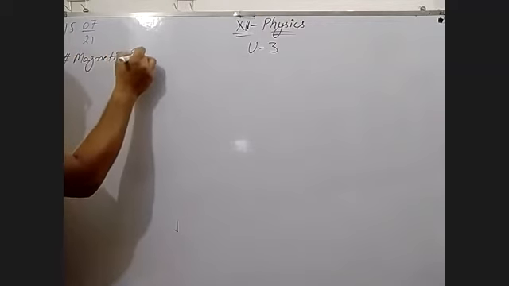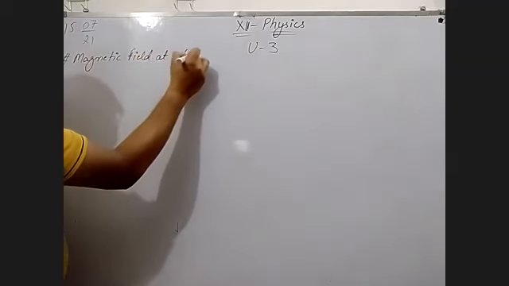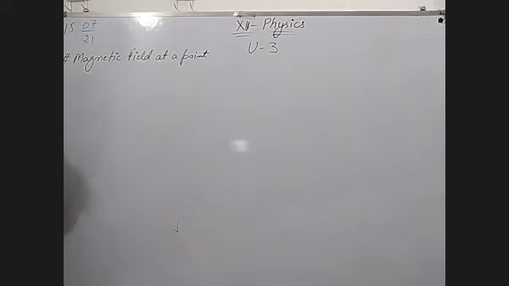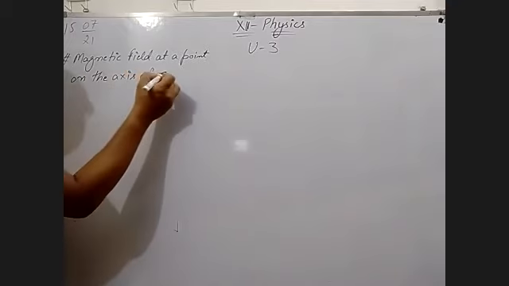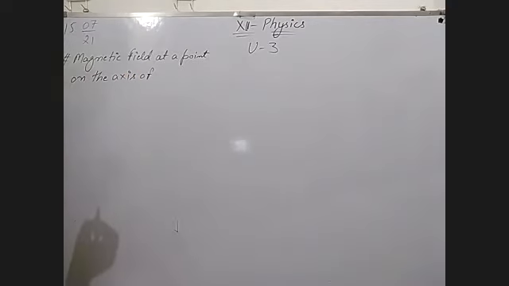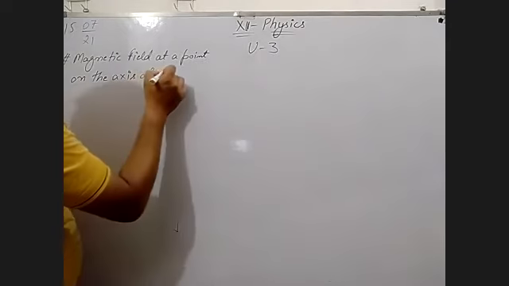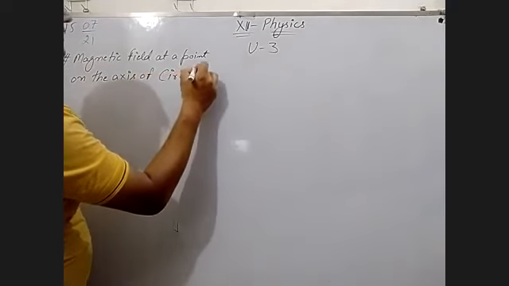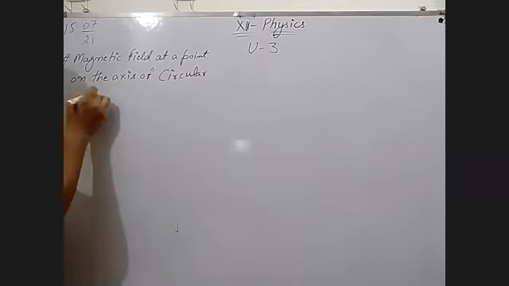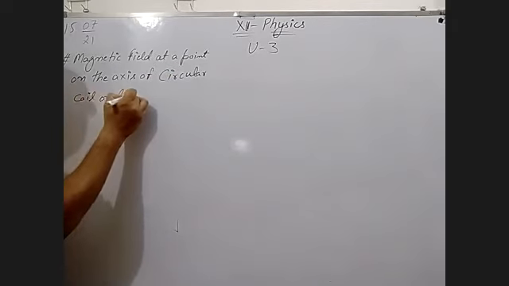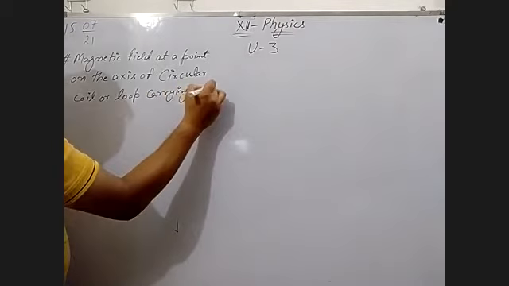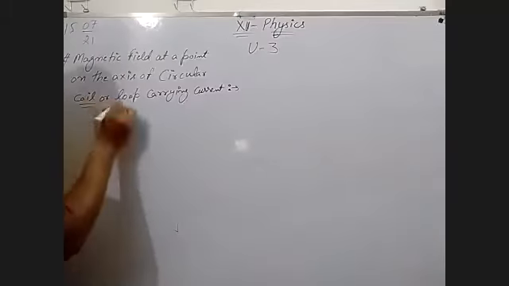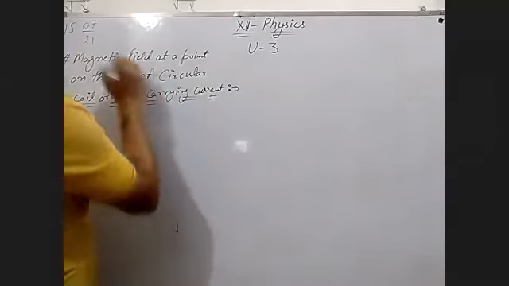magnetic field at a point. Very important article is this, on the axis of a circular coil, or you can say circular loop also. Circular coil or loop carrying current. Okay, this is today's article and very important.